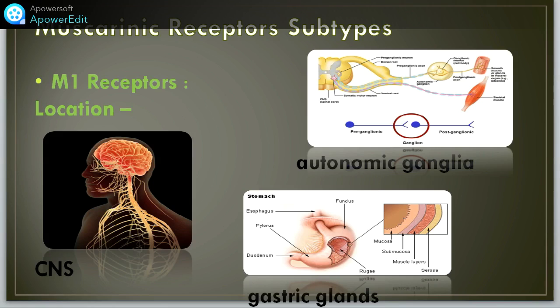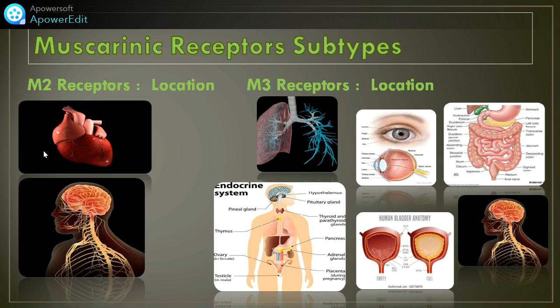Muscarinic receptors and subtypes. There are three types of muscarinic receptors: M1, M2 and M3. This is the location of M1 receptors: CNS, autonomic ganglia and gastric glands. Next, M2 receptors, which are located on the heart and CNS. M3 receptors location: bronchus, eyes, GIT, CNS, urinary bladder and glands. This is the location of M3 receptors.